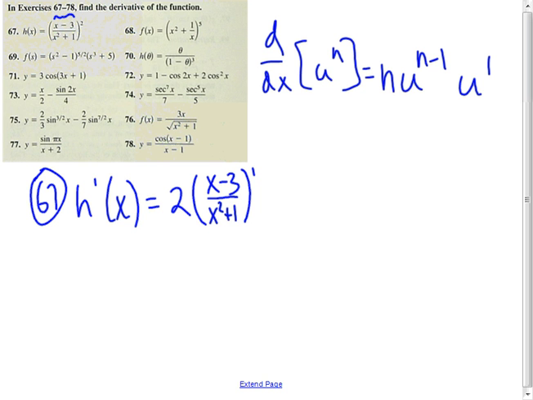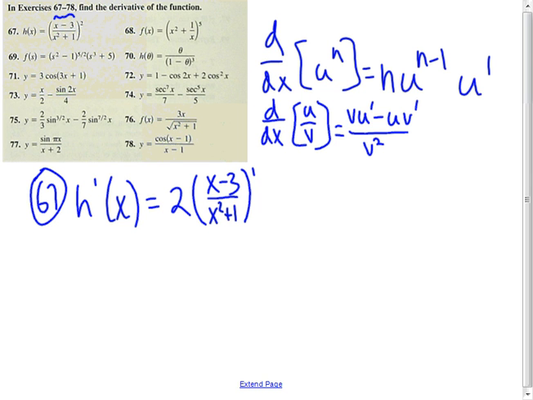But I'm not quite done yet. I need to multiply that by the derivative of u. So now I need to take the derivative of that quotient. This is where I'm going to need to apply the quotient rule. So we know that the derivative of a quotient is equal to, we call it low d high minus high d low. That's the denominator times the derivative of the numerator minus the numerator times the derivative of the denominator over the square of the denominator. So let's apply that rule to find the derivative of x minus 3 over x squared plus 1.